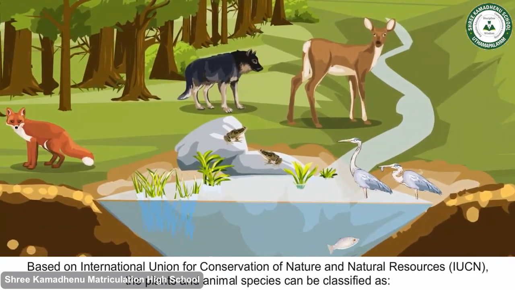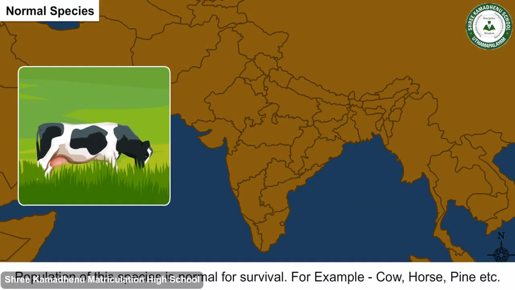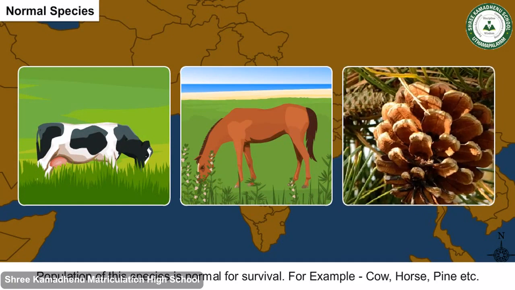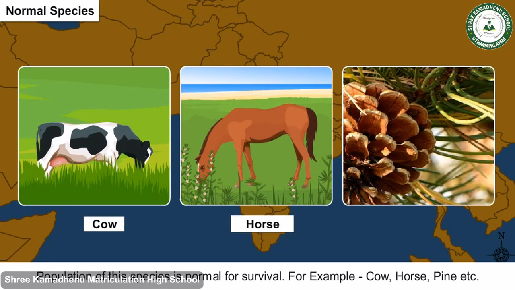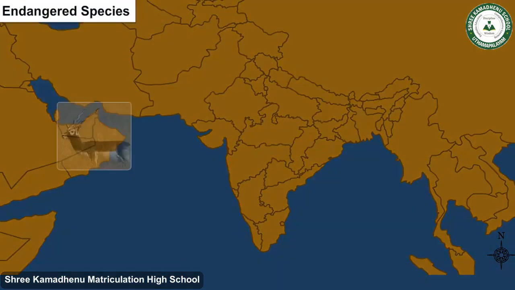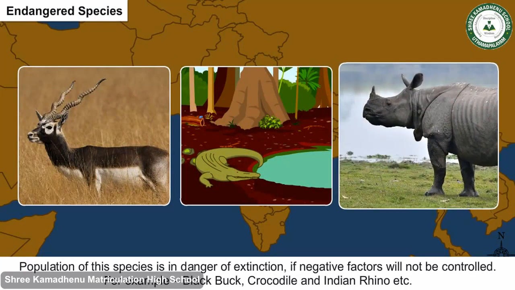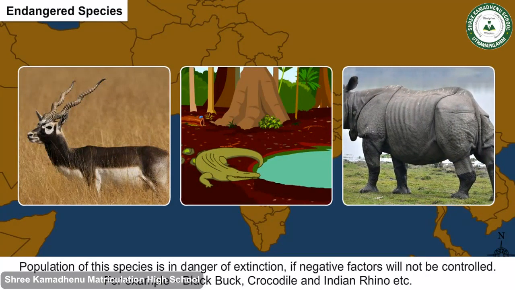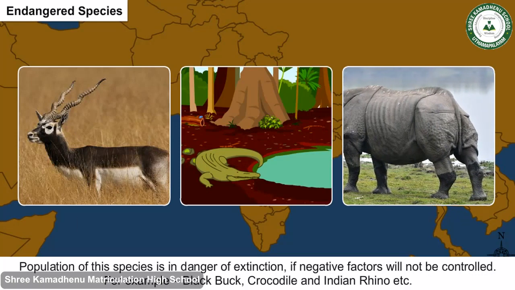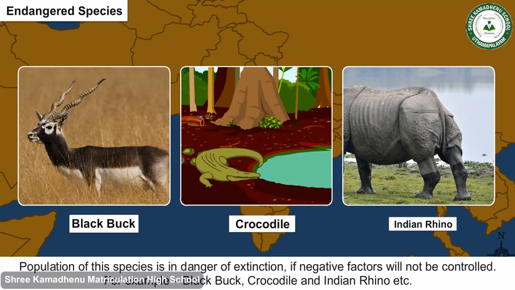classified as 1. Normal species. Population of this species is normal for survival. For example, cow, horse, pine, etc. 2. Endangered species. Population of this species is in danger of extinction if negative factors will not be controlled. For example, black buck, crocodile, and Indian rhino, etc.